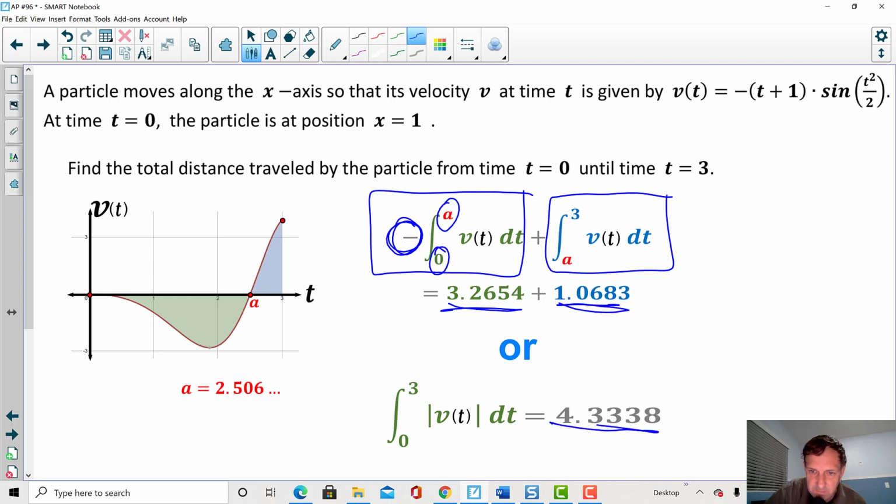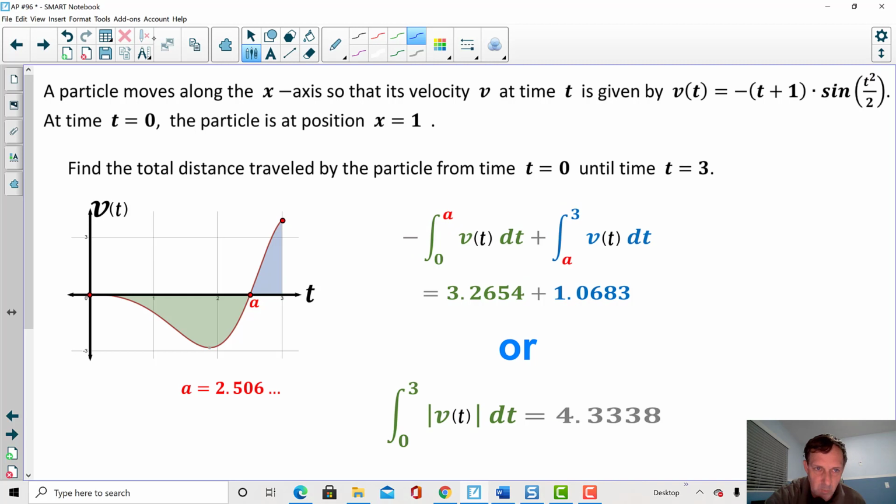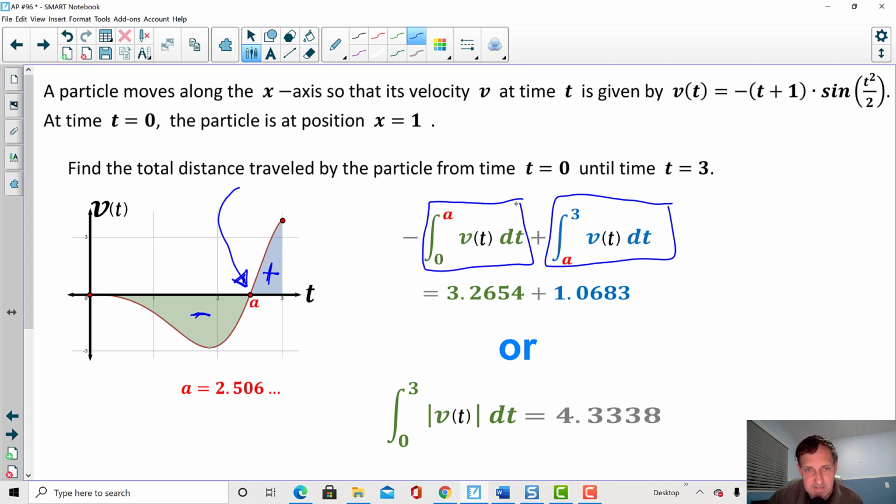You're going to get 4.3338. Again, one of the most important things was to find where our velocity was equal to 0. And then we figured out, oh, our velocity was negative to the left of that, and our velocity was positive to the right of that. So for the blue shaded region, we didn't have to do anything because that integral was going to come out positive no matter what. But for the green shaded region, we knew that entire area was negative. It was all below the t-axis. So to make it a positive amount, we had to put an additional negative in front of it. So that's a little bit tricky. All right, that should be enough to go ahead and try some of our homework examples.